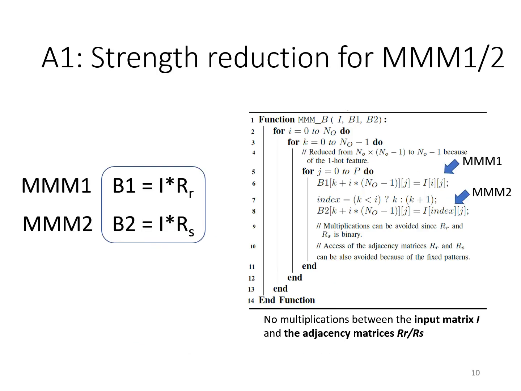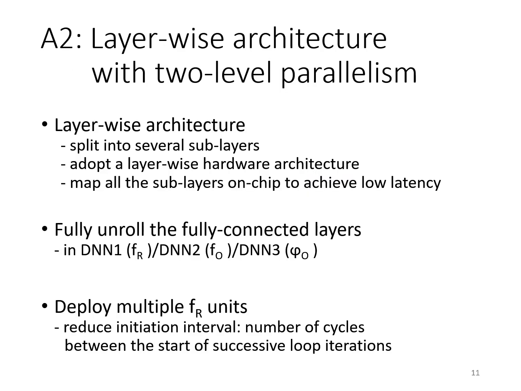The strength reduction can also be applied to MM1 and MM2, which can remove all the multiplications and additions, as shown in this pseudocode. In addition, this work splits the whole JEDI-net model into several sublayers and adopts a layer-wise hardware architecture to map all the sublayers on chip to achieve low latency. Furthermore, all the fully connected layers in the DNNs of the JEDI-net are unrolled by using as many hardware resources as possible.